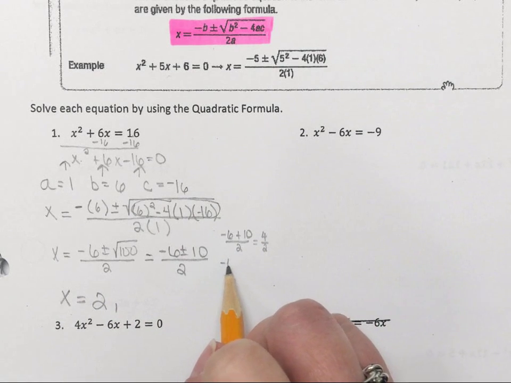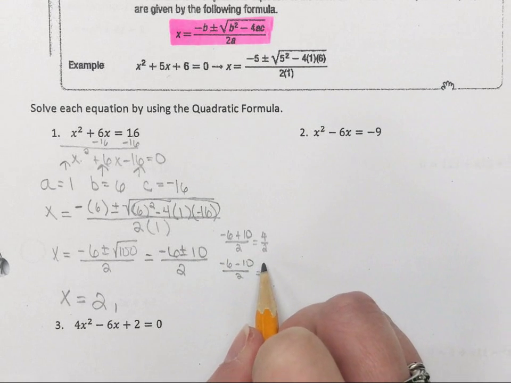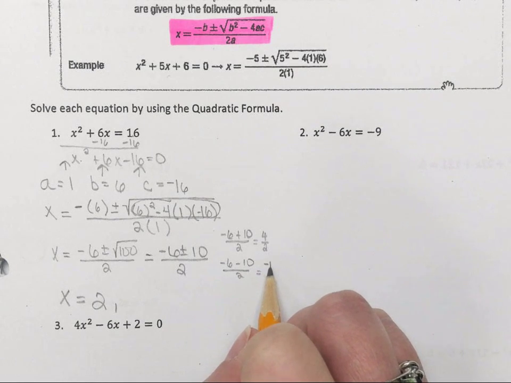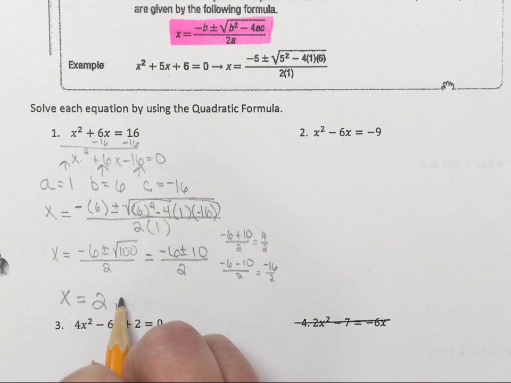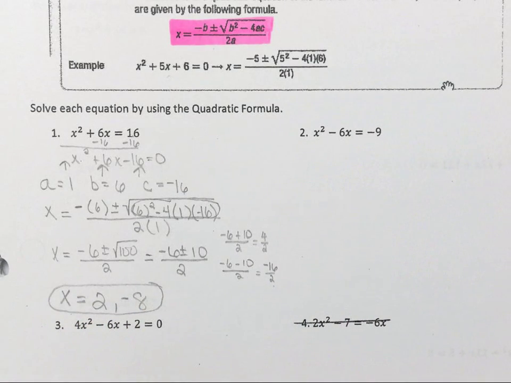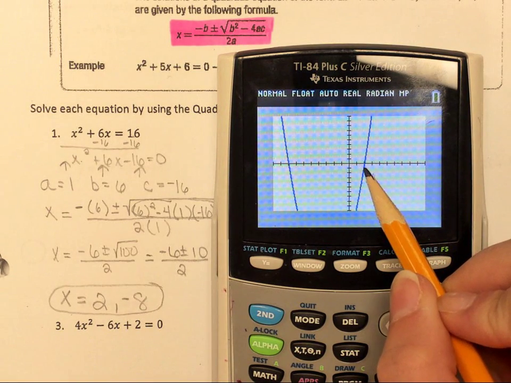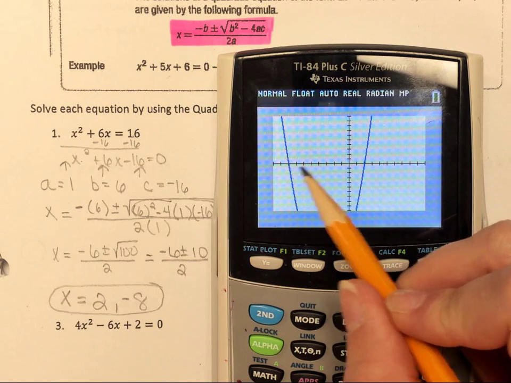And I've got negative 6 minus 10 over 2. What's negative 6 minus 10? And negative 16 over 2? Oh my goodness. What in the world does 2 and negative 8? What the heck did I just find? Your x-intercepts. Looky there when I just graphed it. Where's that hit at? Oh my gosh. 2 and negative 8.